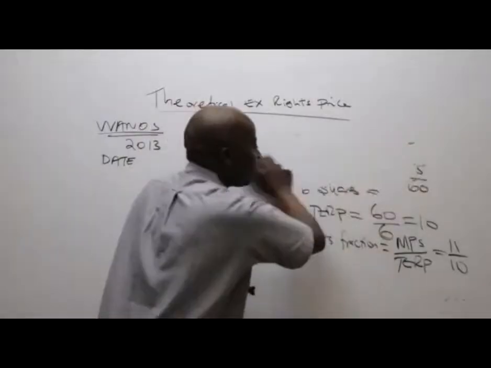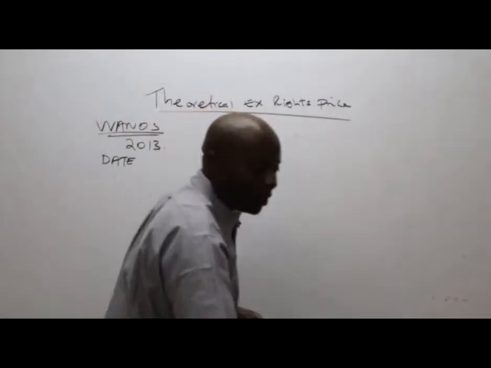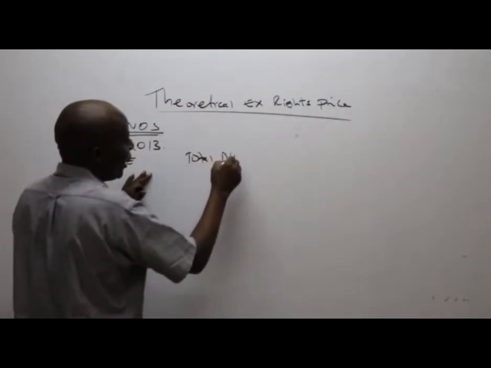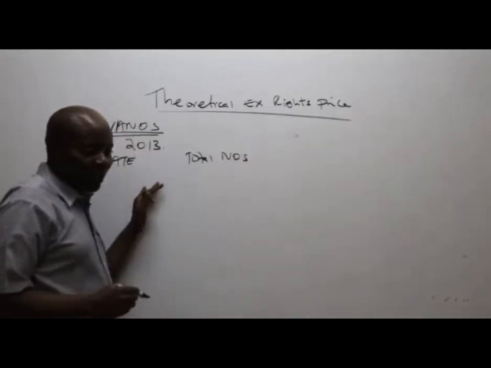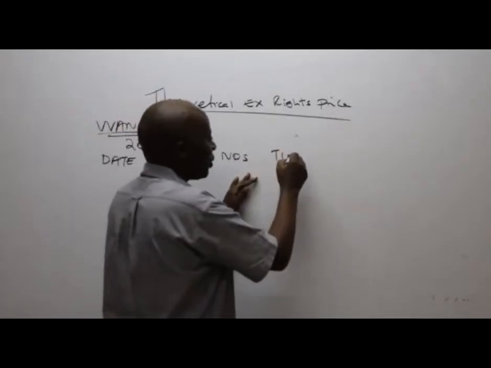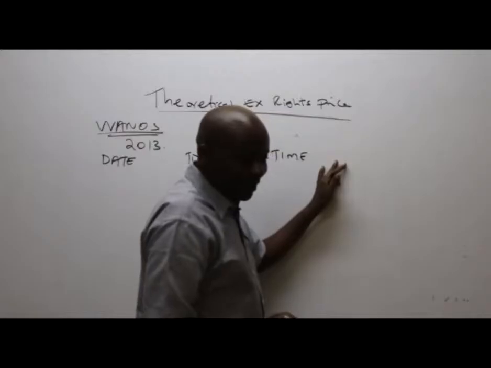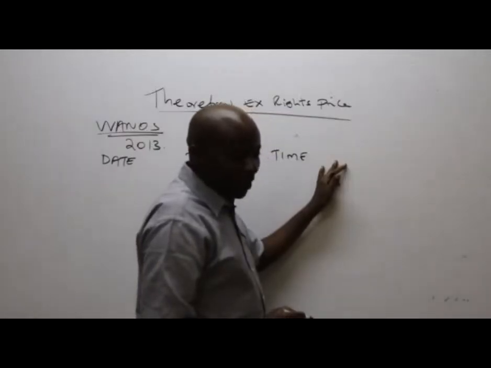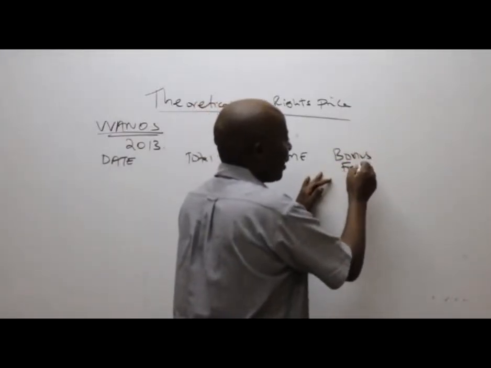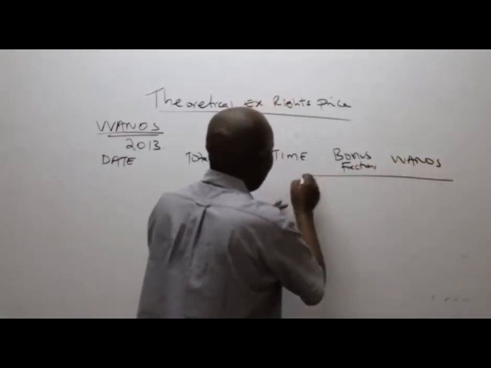So we have the date. Now, out of this date, I would want to know the total number of ordinary shares. Total number of ordinary shares. After that, we have the time. After that, the bonus or the rights fraction, isn't it? And then lastly, we have the one-os like that.